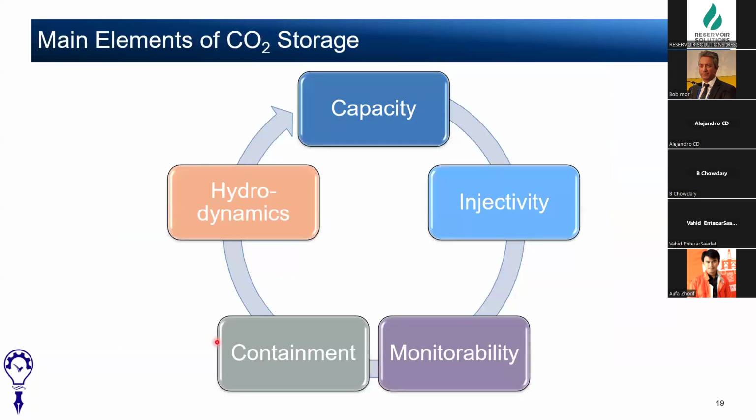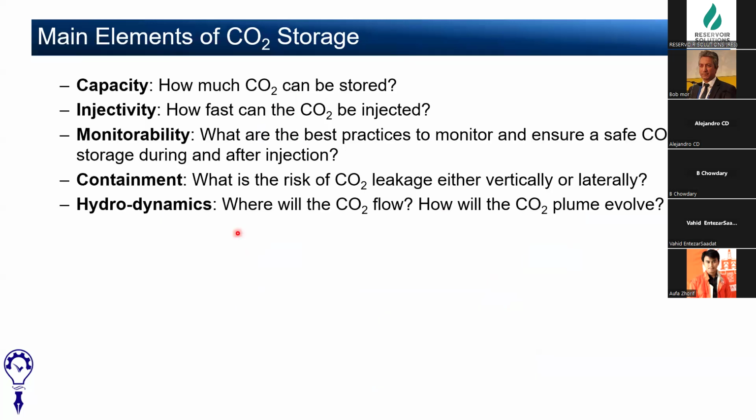So for any CO2 storage projects, we have 5 main elements for CO2 storage. The first one is the capacity. The second one is injectivity. The third one is monitorability. The fourth one is containment. And the fifth one is the hydrodynamics. So these are the main elements for storing CO2 subsurface.